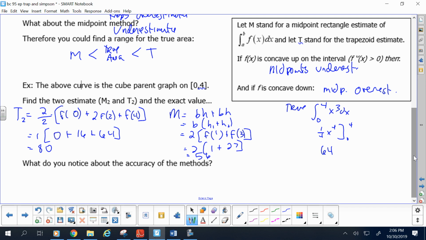All right. What do you notice about the error, or the accuracy between the two? Which one's closer? Midpoint is more accurate. What's the error? That's true. The midpoint error is 8. And what's the trapezoid error? 16. So it seems like the midpoint is twice as accurate as the trapezoid.